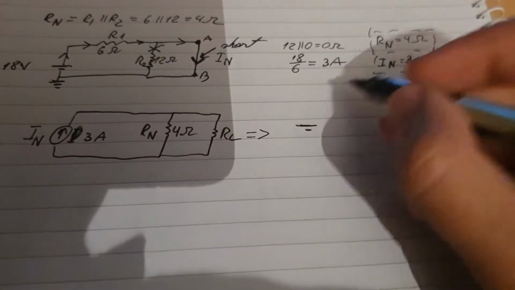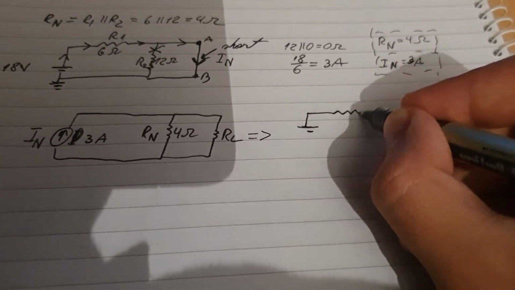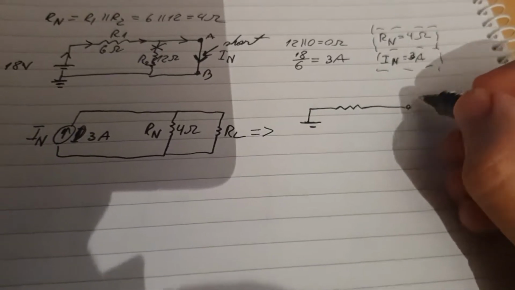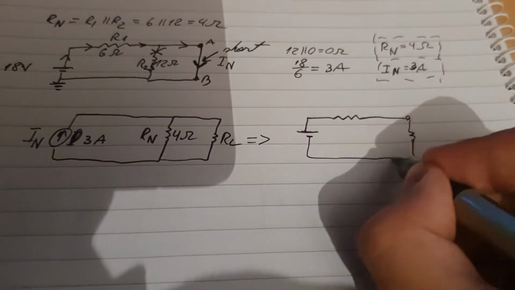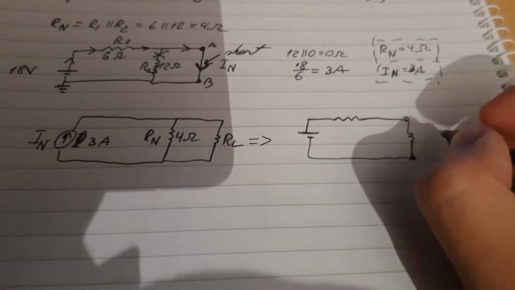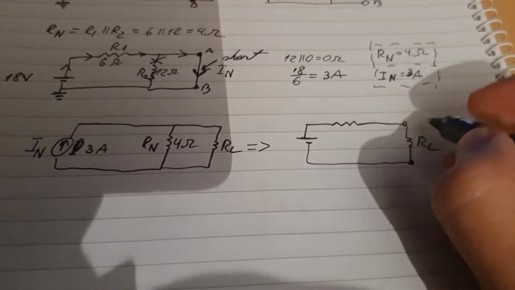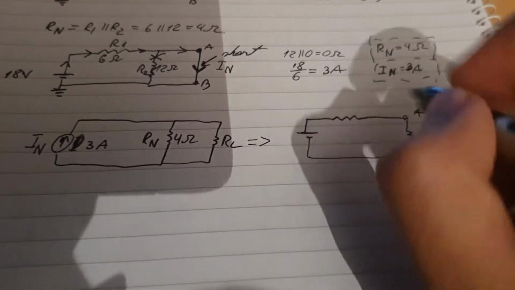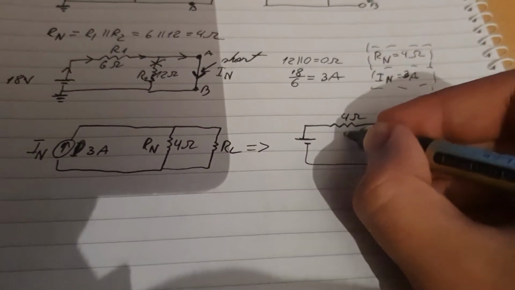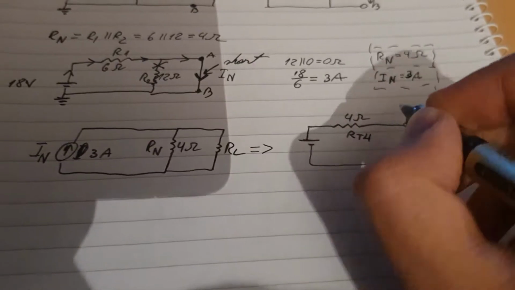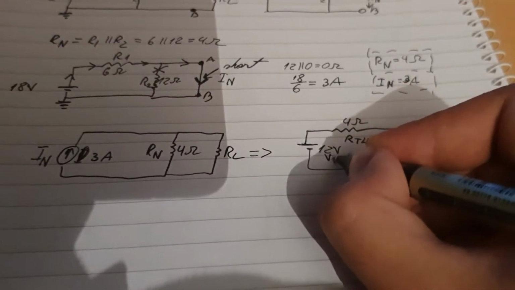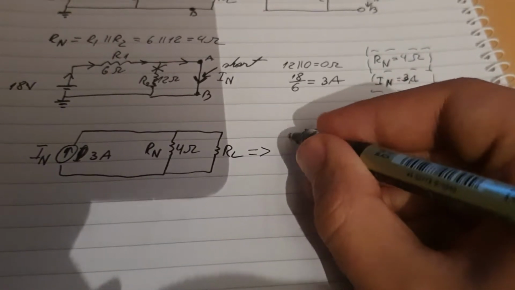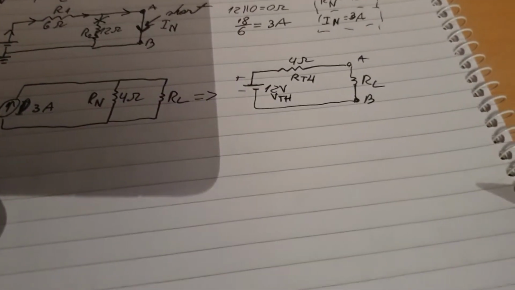So you change it to a voltage source, one resistor, and there you go, and then another one here, and we'll get RL, point A and point B. This one will be 4 ohms, RTH, and this will be 12 volts, VTH, plus minus. And you may wonder, how did I get these values?